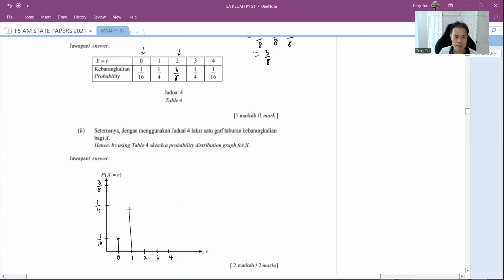Okay, vertical line. Okay, not too bad looking. Okay, next one, we can put a cross here. Okay, next one is 3/8. 3/8 is a lot higher.